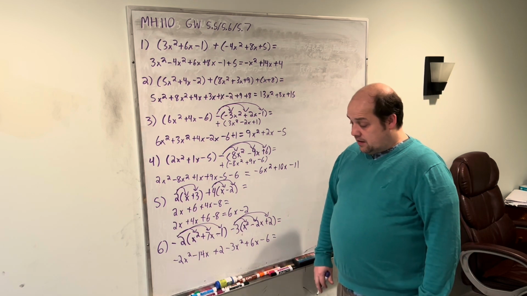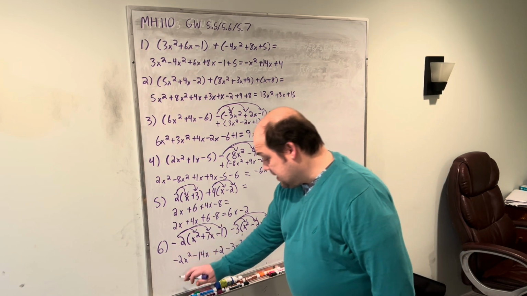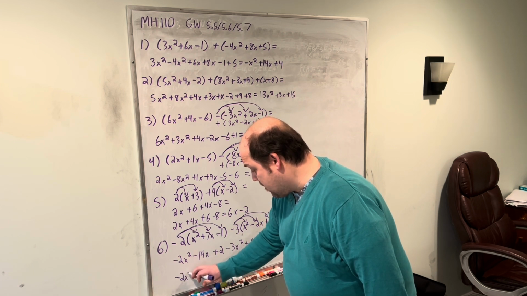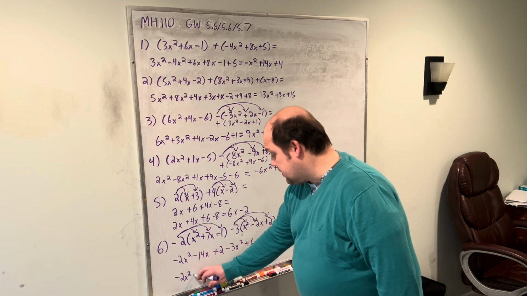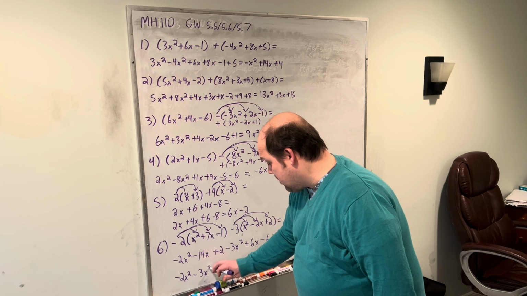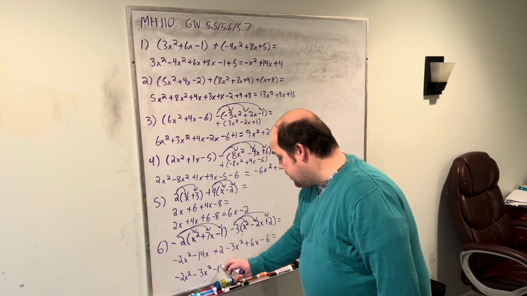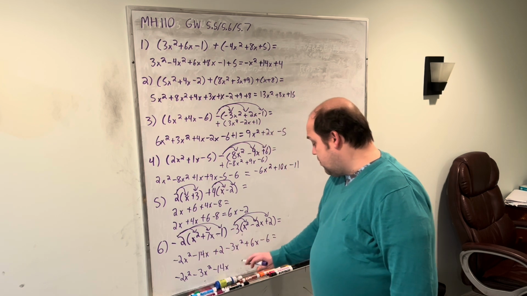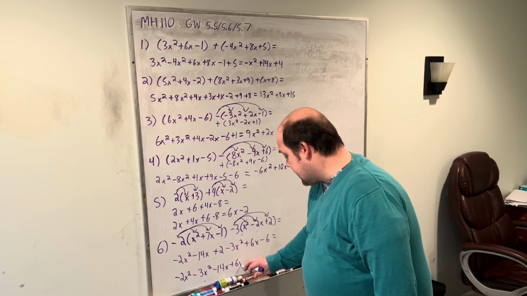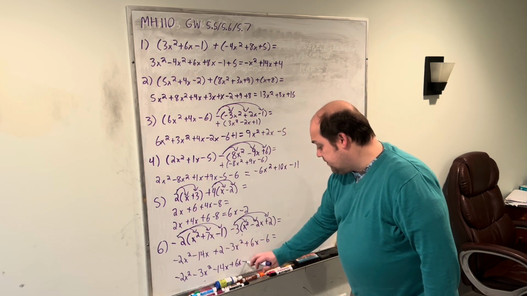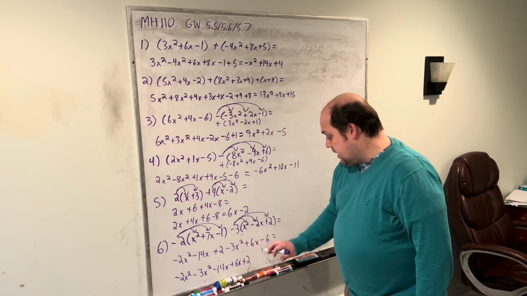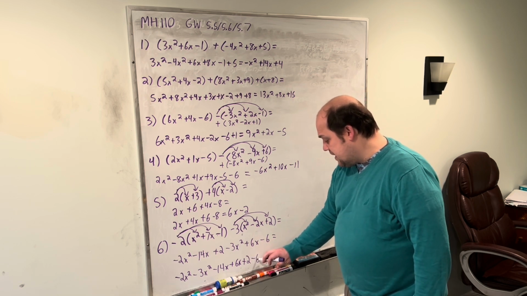If I now write the like terms next to each other, this negative 2x squared is a like term with this negative 3x squared. This negative 14x is a like term with this positive 6x. This positive 2 is a like term with this negative 6.